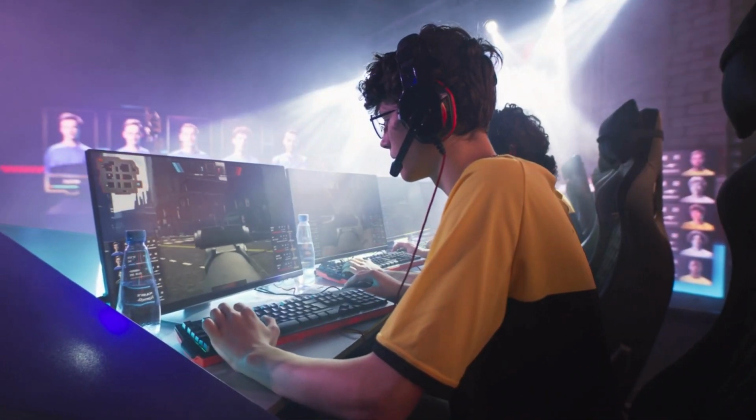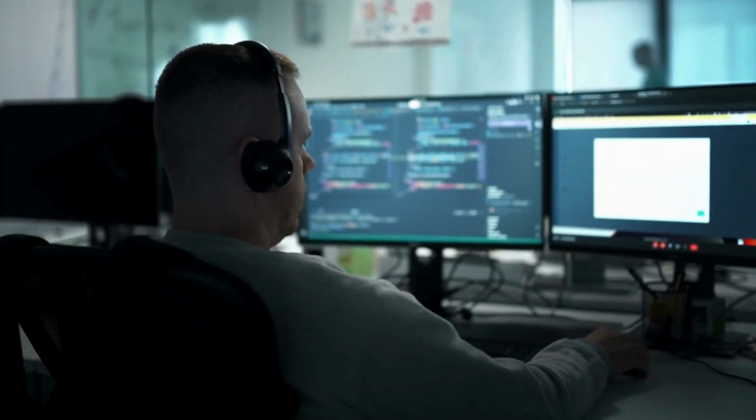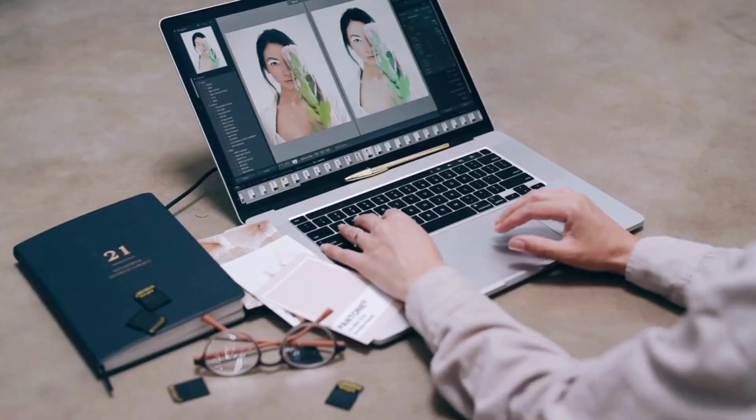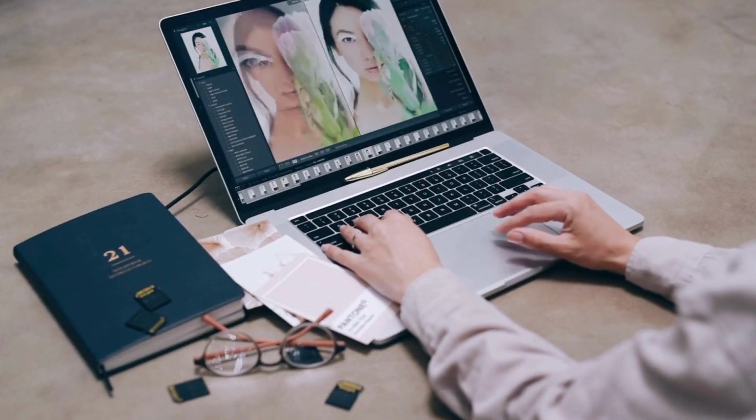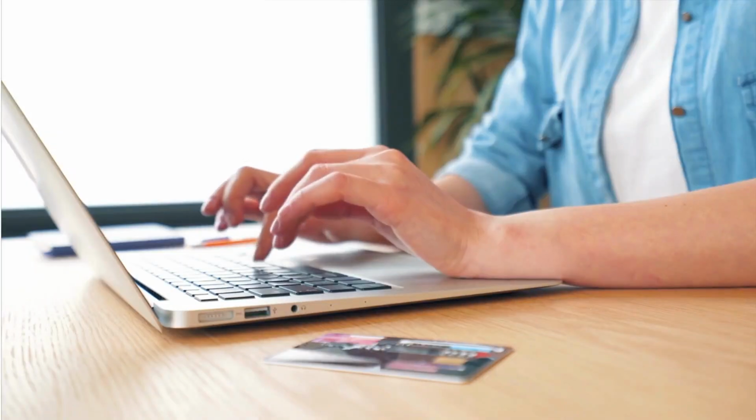The gaming industry is massive, and there's a lot of money to be made in creating digital assets that game developers can use. AI-generated art and printables. Selling digital art is another niche that's been around for a while, but thanks to tools like Canva and Leonardo AI, it's easier than ever for beginners to get started.